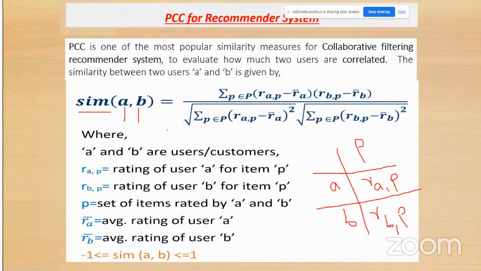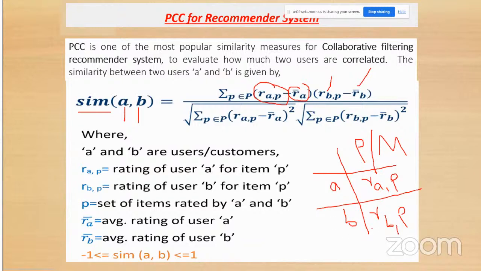Whatever correlation coefficient formula I have given, I translated it for our convenience to the data set. R A P is the rating given by customer A to product P, and R A bar is the average or mean value of the ratings for customer A. R B P means the rating of user B for the item P. This P is an item or movie, depending on the application. R B bar is the mean rating of customer B.